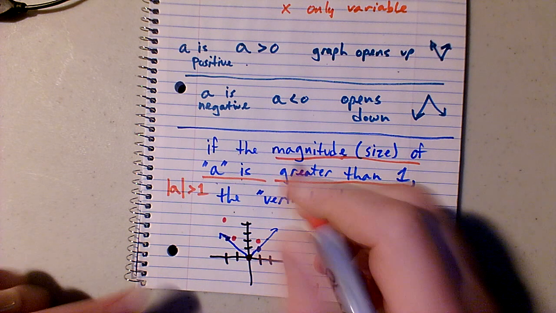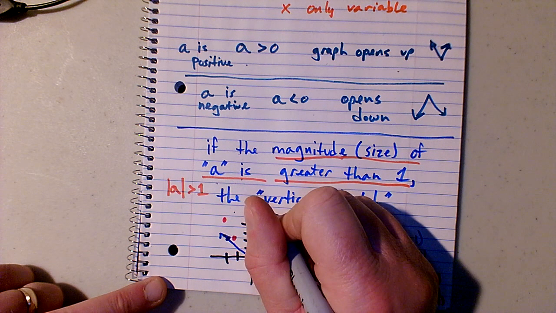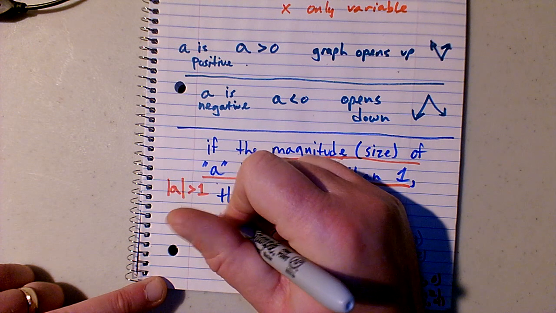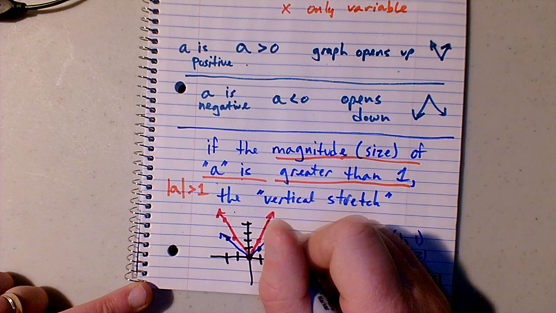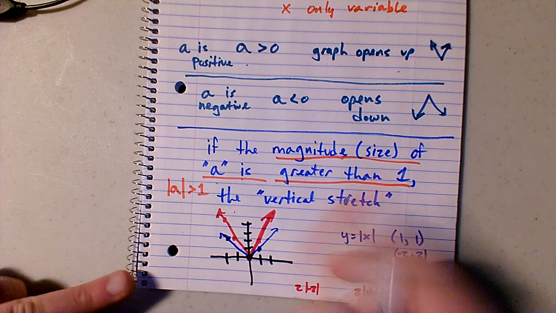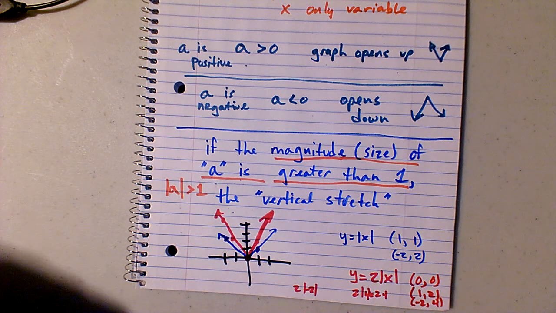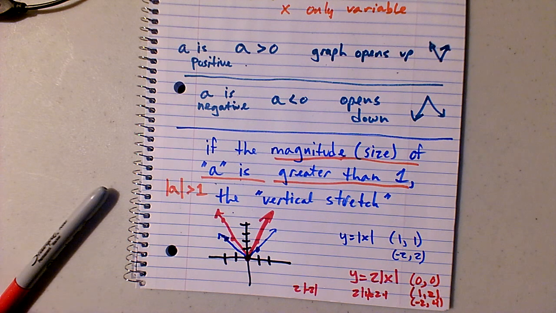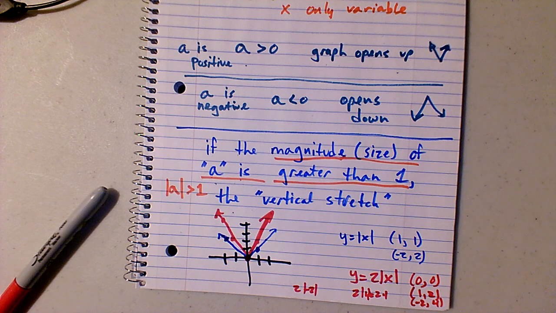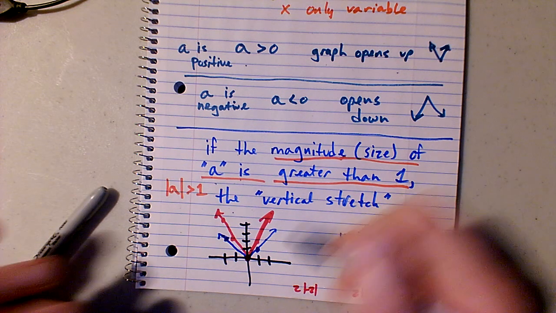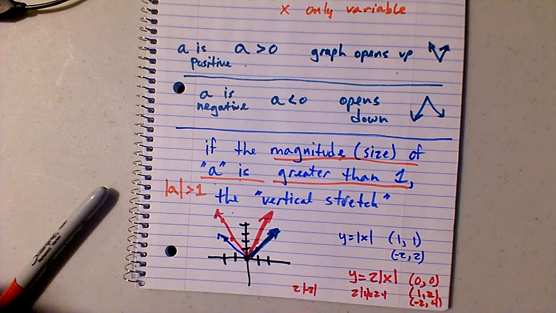So when I connect my dots now, my red graph is going to be stretched upward away from the x-axis. It's being pulled up, and my graph is getting steeper or skinnier. This red part right here is twice as steep as this blue part. So you've got a vertical stretch. It's being pulled up.